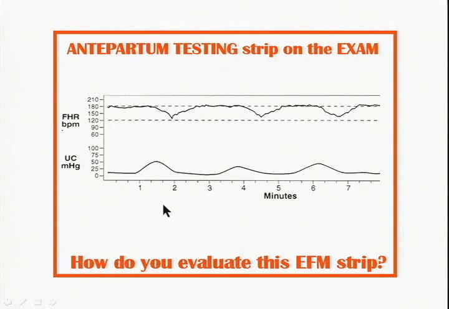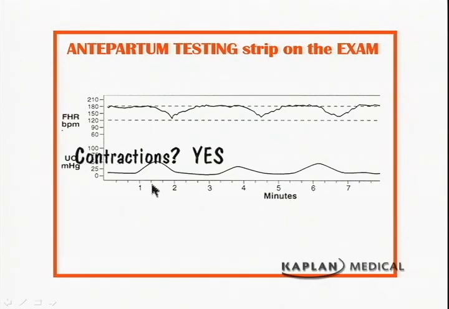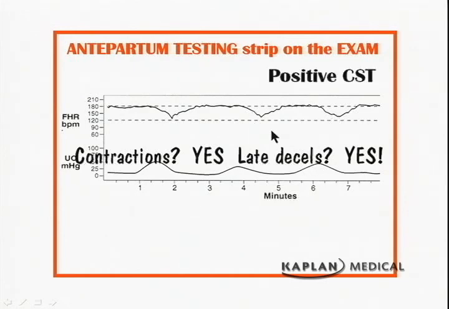How do you evaluate this strip? Are there contractions? 1, 2, 3. Yes. Are there any late decelerations? Whoa. Here's a contraction, late deceleration. Here's a contraction, late deceleration. Here's a contraction, late deceleration. This would be a positive CST.